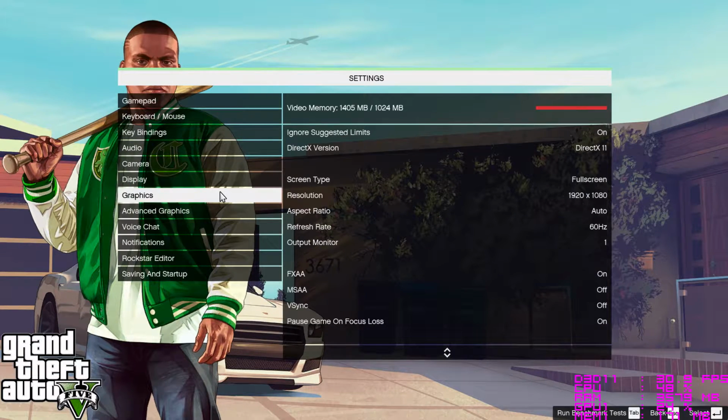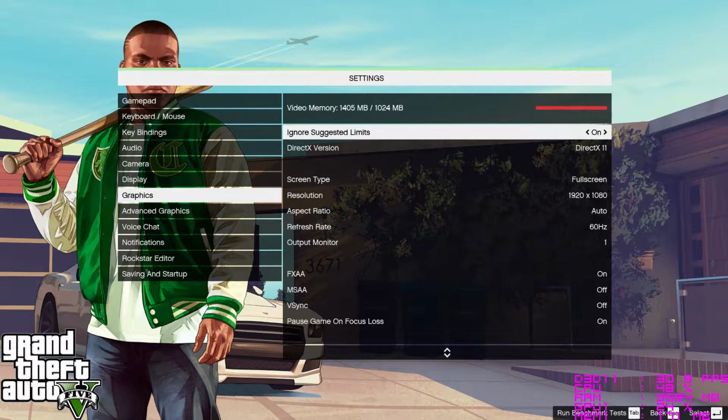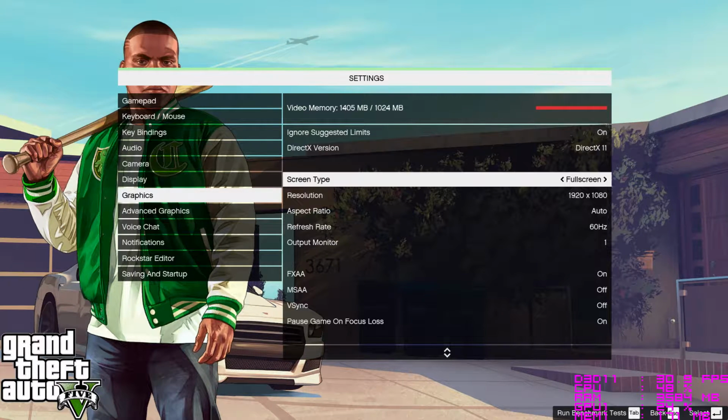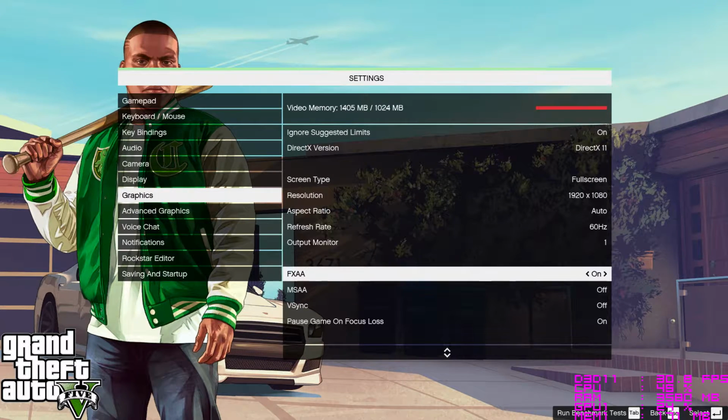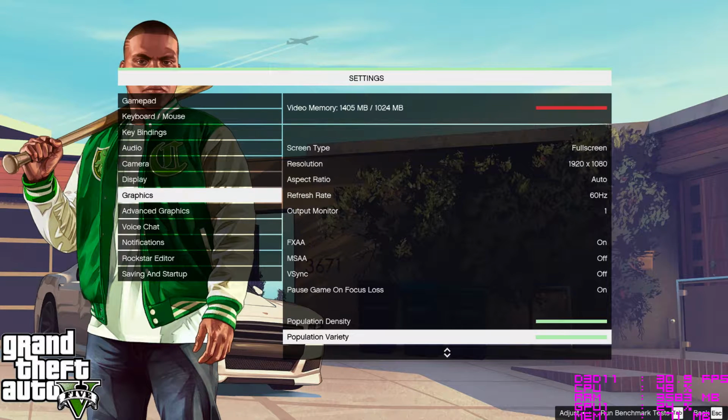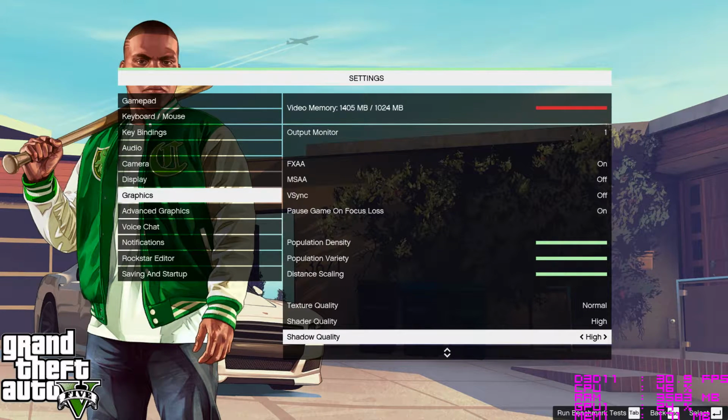So first let me let you know what settings I used for this benchmark. From the get-go we're using 1920 by 1080 as our resolution. We're running with FXAA on, no MSAA or VSync. Population distance and variety, as well as distance scaling, are at their maximums.